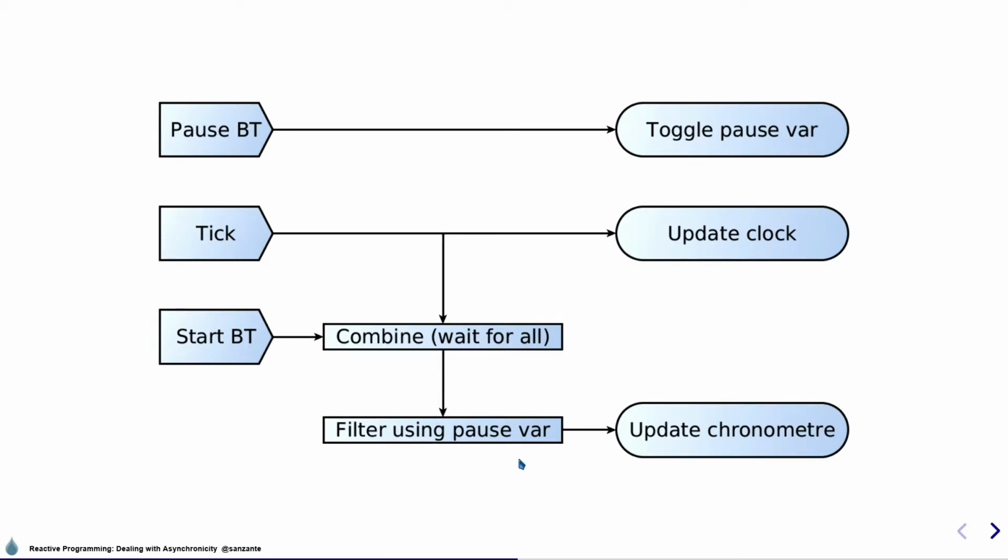And then we have another operator, the filter, that uses the pause bar that we change with the pause button, and stops or lets the flow continue. At the end, when a value reaches the action, just the chronometer updates and adds a new second. So with this kind of plumbing system, we have implemented that functionality.